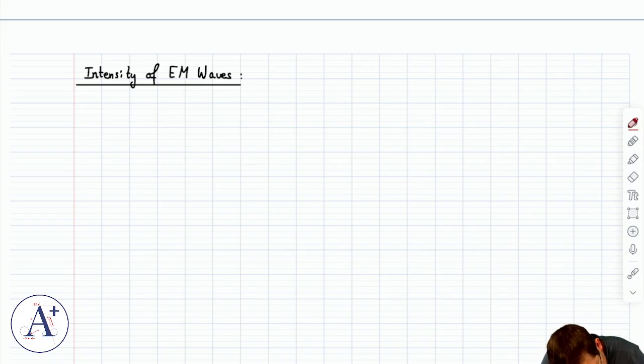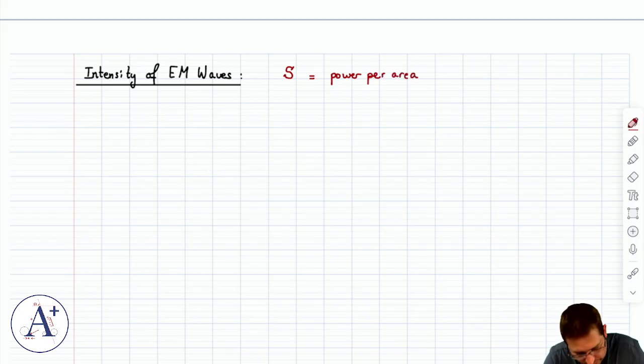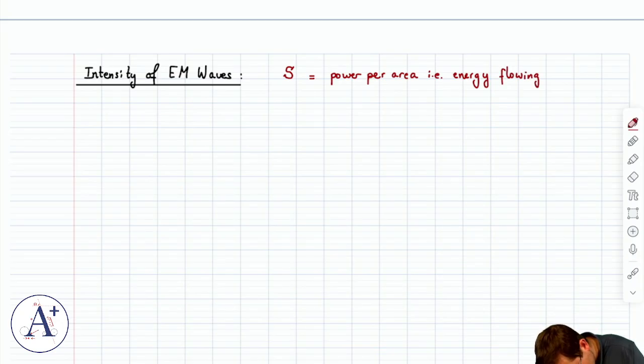Okay. So intensity, typically denoted by capital I or capital S. I tend to use capital S because capital I is kind of overcommitted already. It's current and circuits and all that. So S is going to be the power per area. In other words, it is going to be the energy flowing through an area every second.